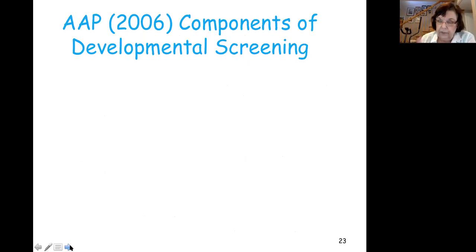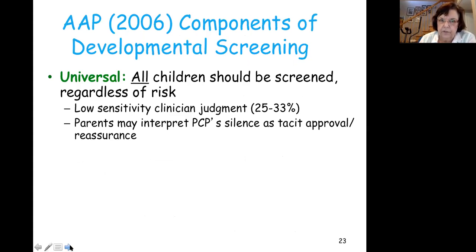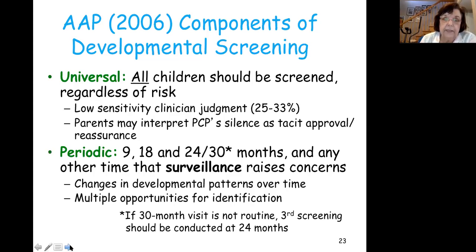So with the developmental screening article from the AAP, the components are universally, we will screen; all children should be screened regardless of their risk. Remember, there's a low sensitivity for clinician judgment. It doesn't even pick up 1/3 of the children who need referral. And parents might interpret a primary care provider's silence as approval or reassurance that everything's going fine.